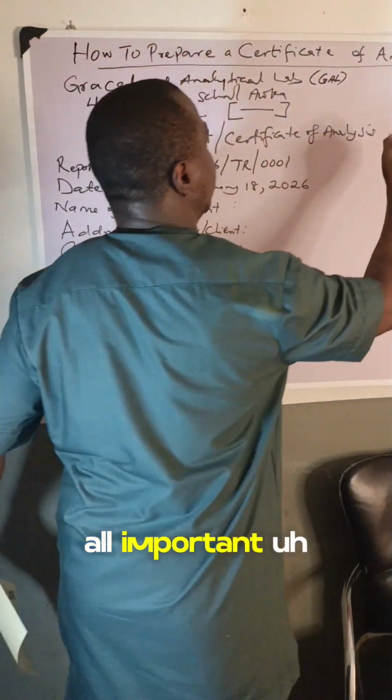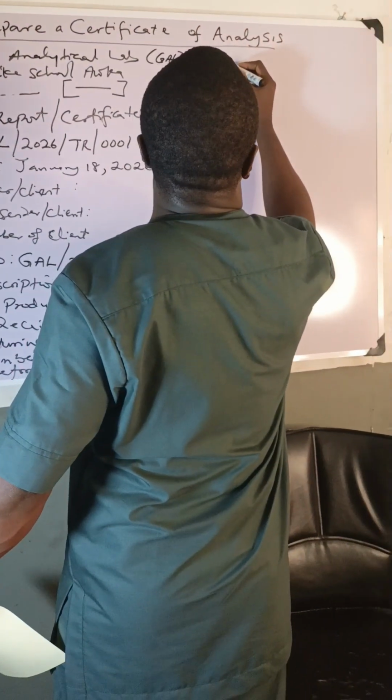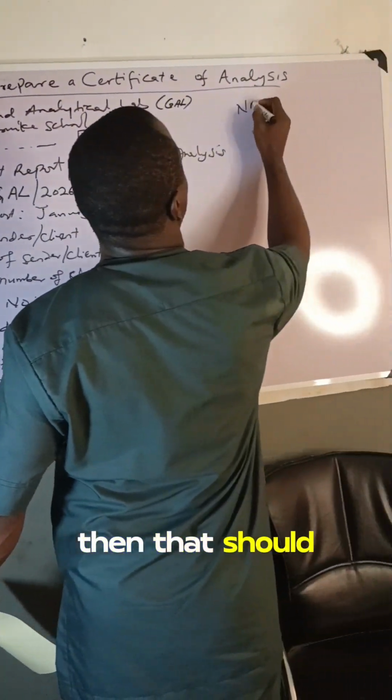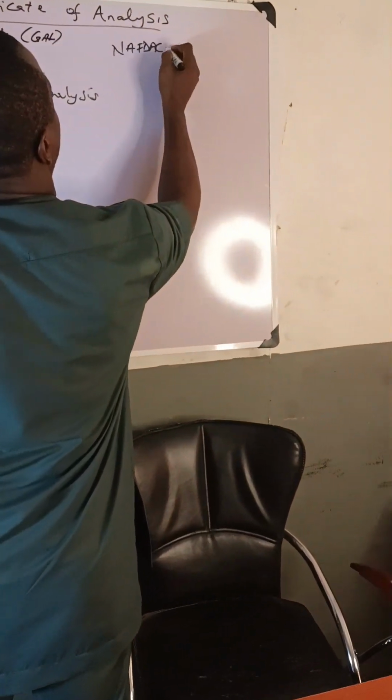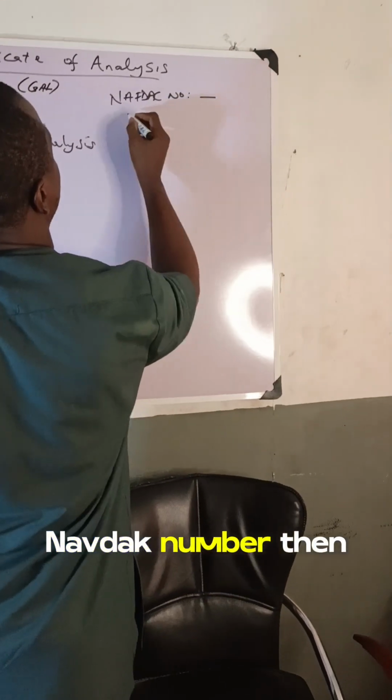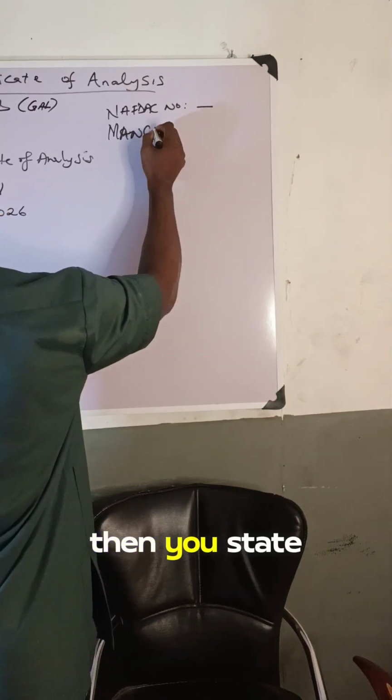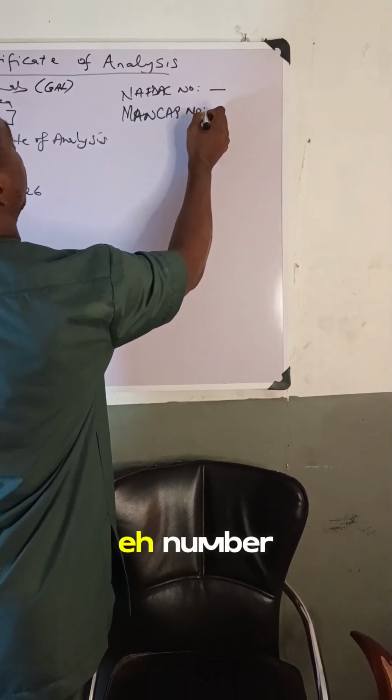Then these are all important pieces of information. Then if the product is registered with NAFDAC, then that should be stated, the NAFDAC number. Then if it is registered with MANCAP, then you state the MANCAP number.